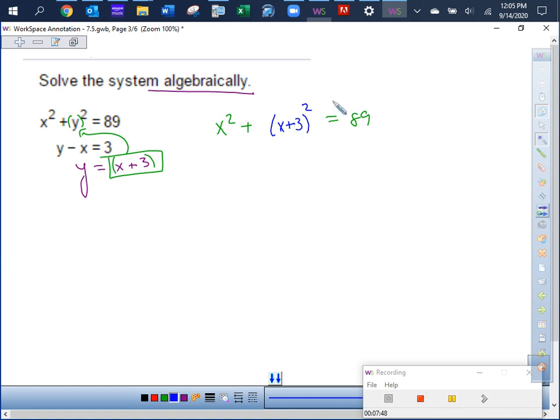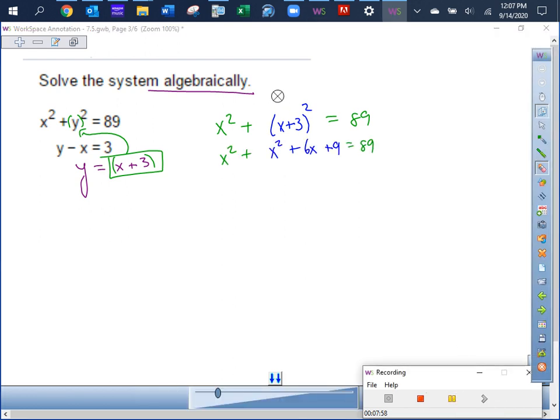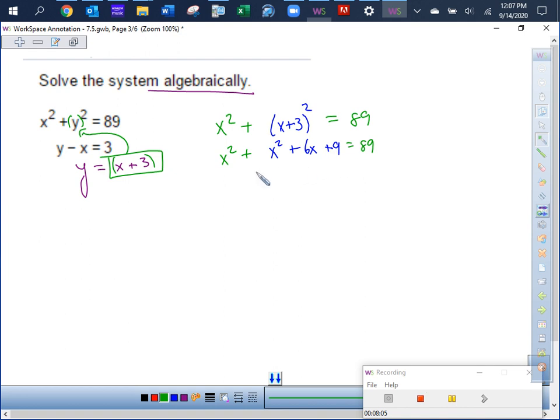Square this binomial. It was square the first guy, twice the product, square the last guy. You can do that with a neighbor. Square the first guy, twice the product, square the last guy. This has x's and x squareds in it, so I would combine like terms and see what's going on here. So x squared and x squared is 2x squared. 6x has no one to play with. And I'm going to get this guy equal to 0 by subtracting 89 over.